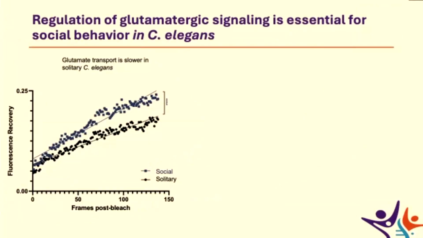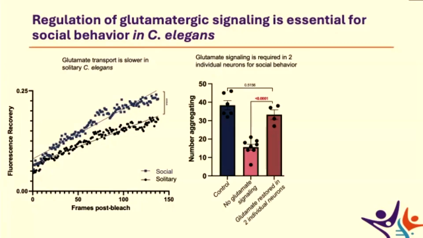I'm really happy to talk to you about this in depth, but I'm going to quickly take you through three quick findings about glutamate. What we saw is that in social animals compared to solitary, the solitary animals had slower transport of glutamate. I can talk about how I did that at another time. Additionally, if we knocked out this essential glutamate transporter, so there's no glutamate signaling here, we can see a very clear reduction that I didn't put on the graph, but it's very significant, I promise. A very clear and significant reduction in aggregation behavior compared to the controls.